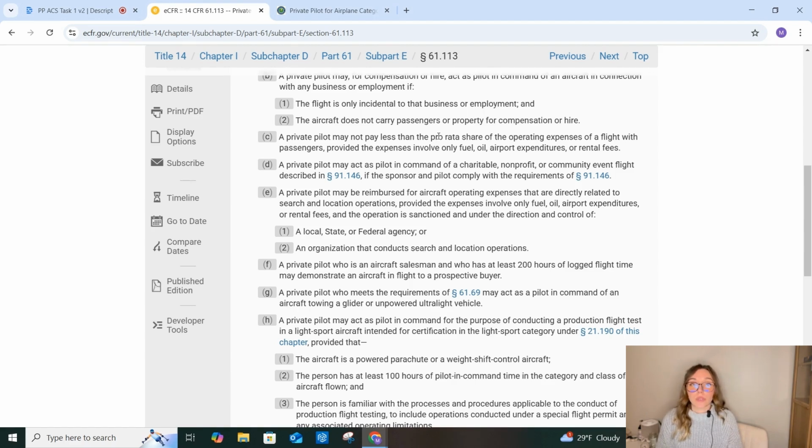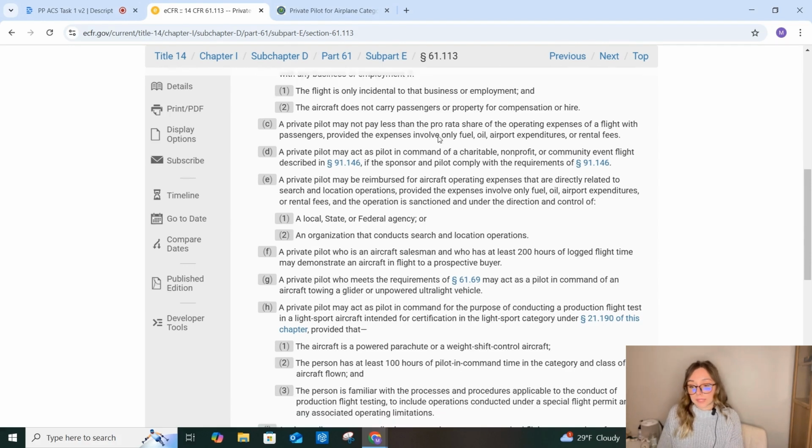And there are 3 people in the plane, including yourself. So you, someone to the side of you, someone in the back seat. There's 3 people, cost $600 to rent this plane. Divide by 3, you each pay $200. That is legal. You can pay as the pilot more than $200, but you cannot pay less than $200. Okay.